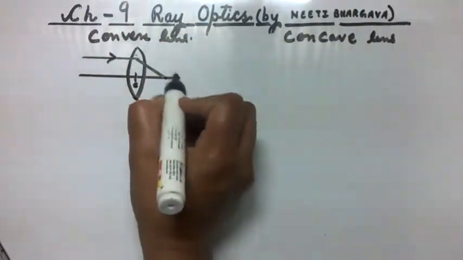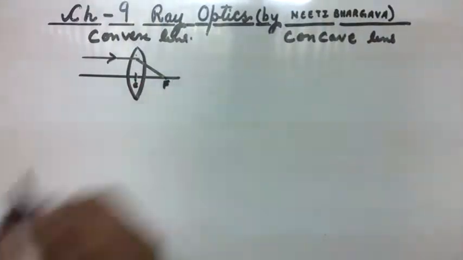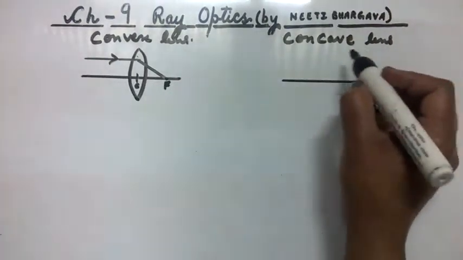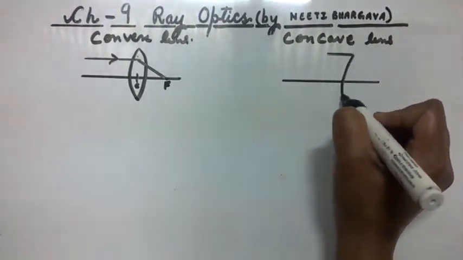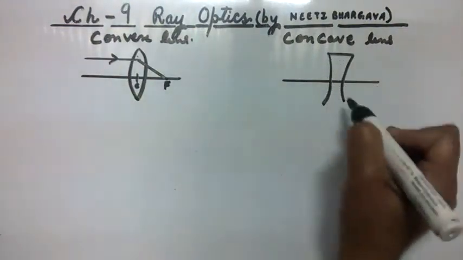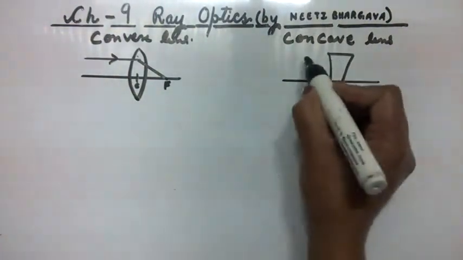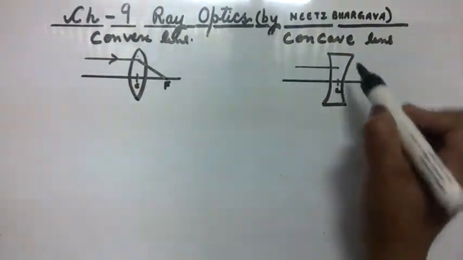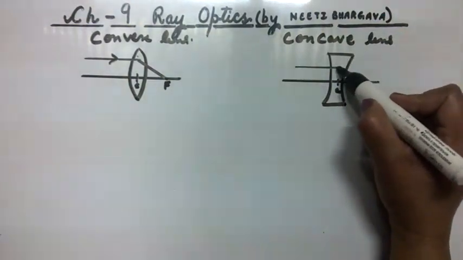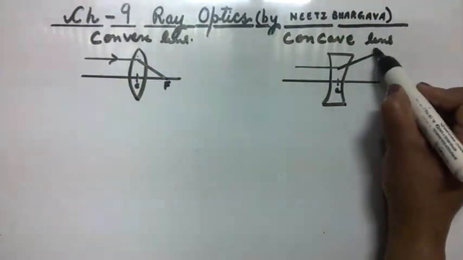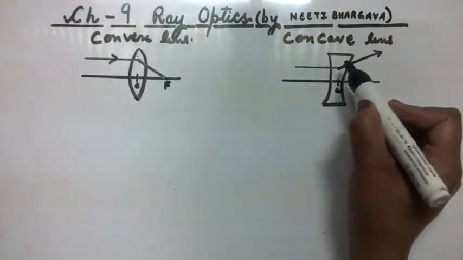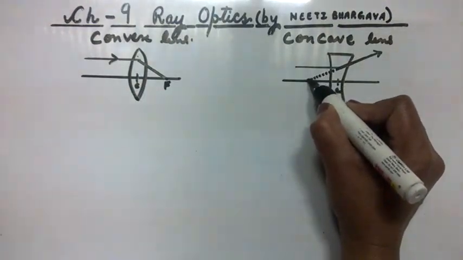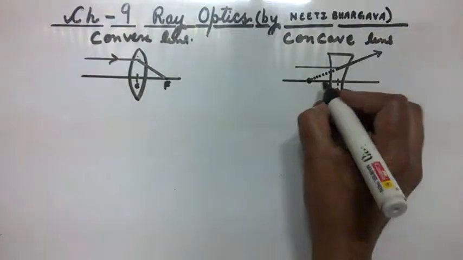In case of convex lens, it is the second principal focus, and in case of concave lens, when the rays are coming parallel to the principal axis, then after refraction, the rays appear to be diverging from this point, known as the first principal focus.